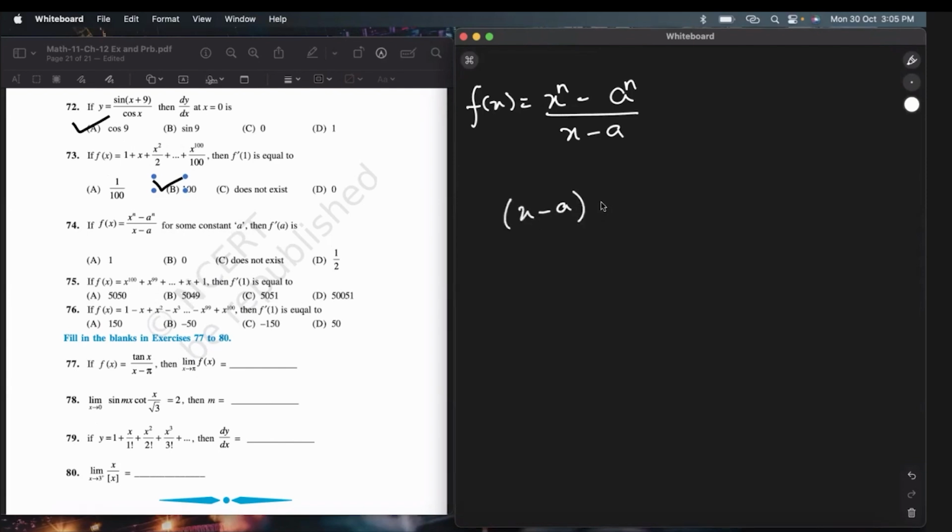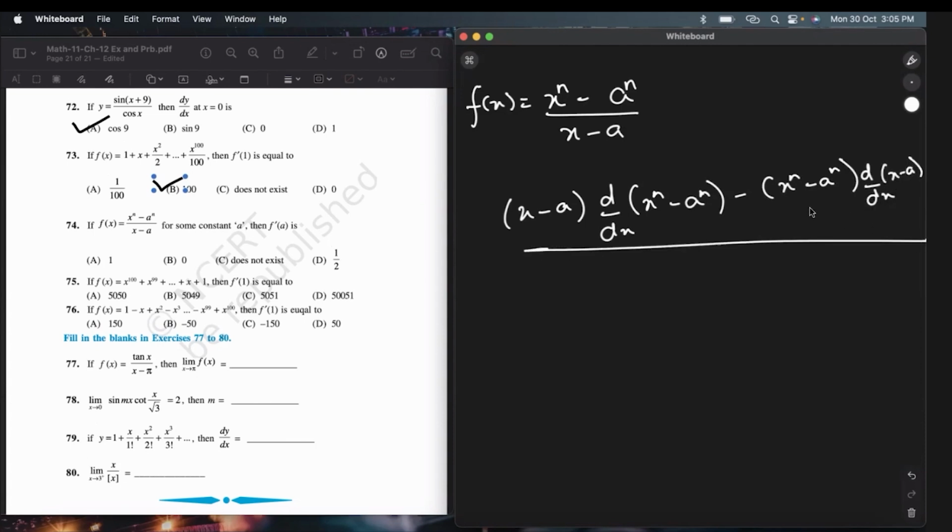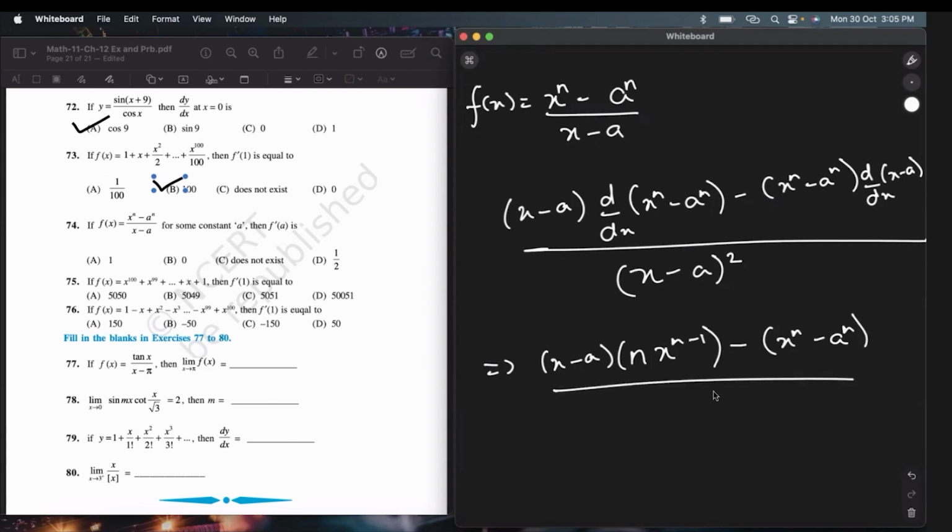(x − a) d/dx of (x^n − a^n) minus (x^n − a^n) and d/dx of (x − a), divide this whole thing by the square of (x − a). All right. Now there will be an (x − a) over here and n x^(n−1) here, minus (x^n − a^n), and there will be 1 here, so I'm not writing it.